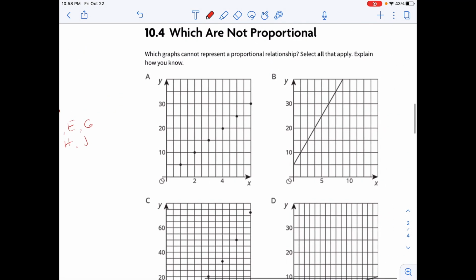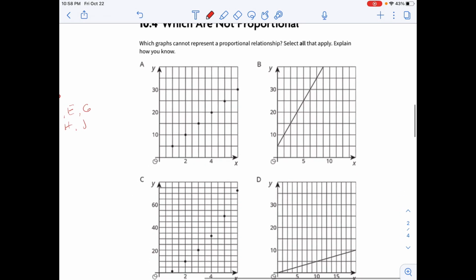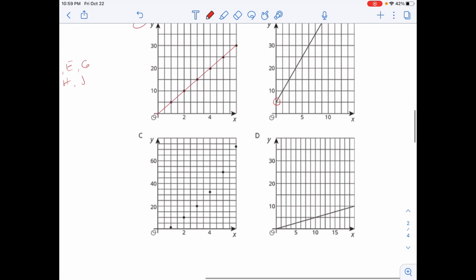Okay, last thing right here, it just says which are not proportional graphs. So which graphs cannot represent a proportional relationship? So remember, they have to be a straight line and they have to pass through the origin. So looking at these, if I was to draw a line to connect them, it's a straight line, passes through the origin. So A is proportional. B, it's a straight line, but it does not pass through the origin. When X is 0, it's at 5 on Y. So B would not be proportional.